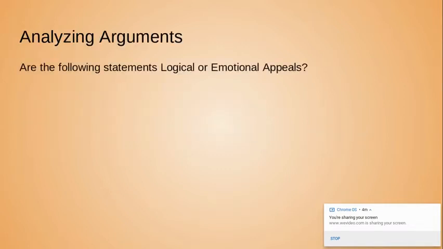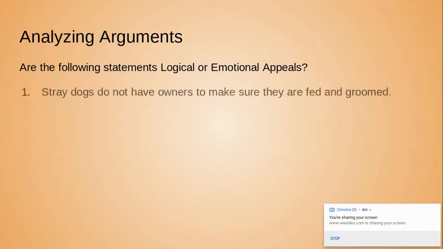All right, so let's see if you are following along. If I say stray dogs do not have owners to make sure they are fed and groomed, is that a logical or an emotional appeal? If you said that's a logical appeal, you are right. This is not using loaded language. This is being very factual. Stray dogs do not have owners. Therefore, there is no one making sure that they are fed and groomed.